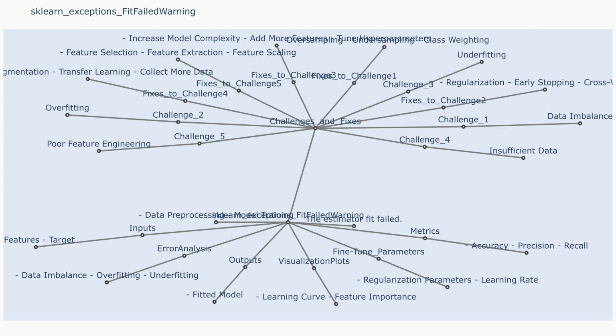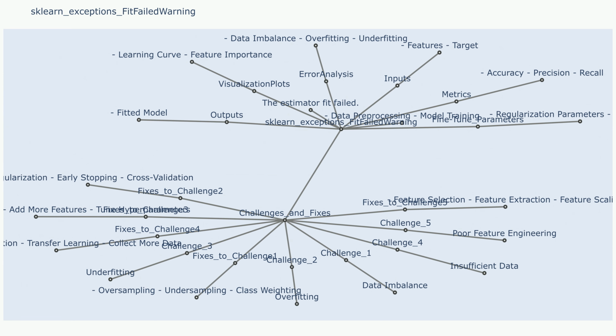Fine-tune parameters. Regularization parameters: these parameters help prevent overfitting by adding penalties to the model's complexity. Examples include L1, L2, and elastic net regularization. Learning rate: this parameter controls the step size during optimization. A smaller learning rate can lead to slower convergence but may improve stability.